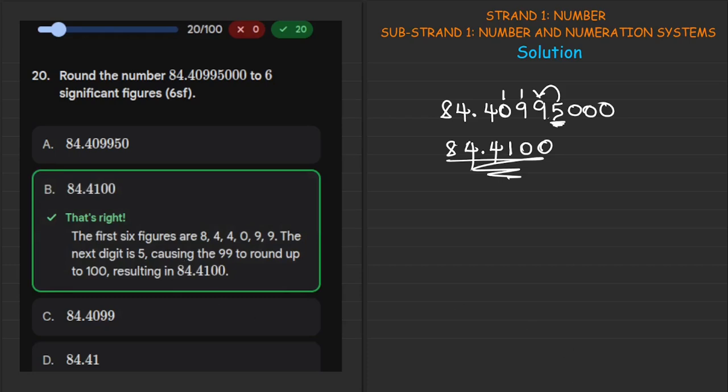You see? So let me actually take this again. The first 6 digits, that is 1, 2, 3, 4, 5, 6, 84.4099. They are all what? Significant. Now our rounding will depend on the next digit, which is 5. So it will cause this 9 to round up. If it rounds up, it becomes a 10.